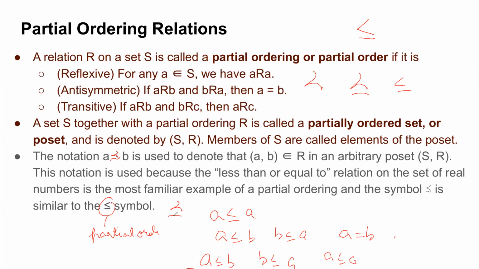Can you think of any other example which is a partial order? Any other relation which is a partial order? Remember, it should be reflexive, it should be anti-symmetric, and it should be transitive. Any other relation that you can think of that is a partial order? Yes, sir.